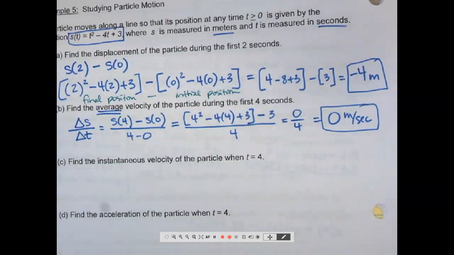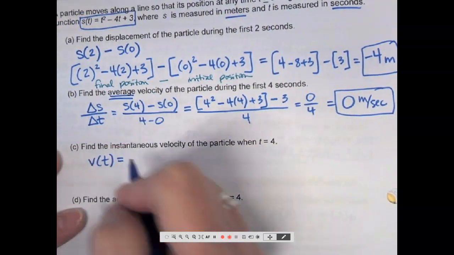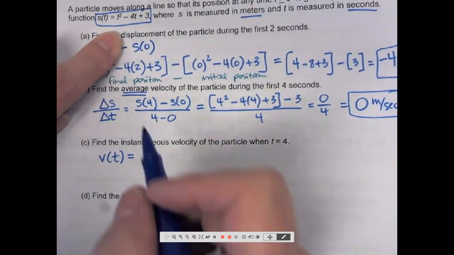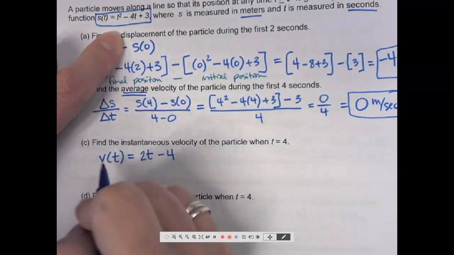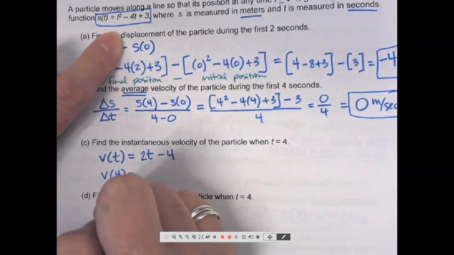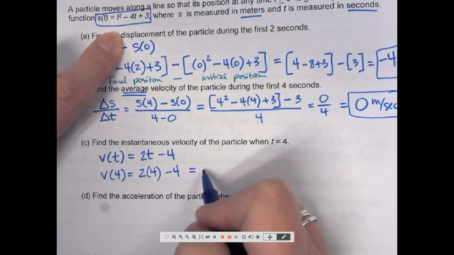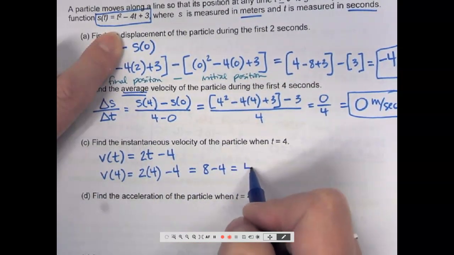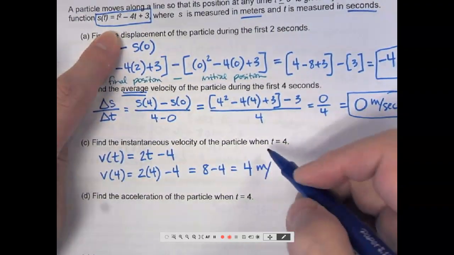Find the instantaneous velocity of the particle when t is 4. Instantaneous means derivative. So v of t, okay, go back up to your position function. The derivative is 2t minus 4. And I want to evaluate that at time equals 4. 2 times 4 minus 4, 8 minus 4 is 4. Units would be meters per second because it's a velocity, it's distance per time.